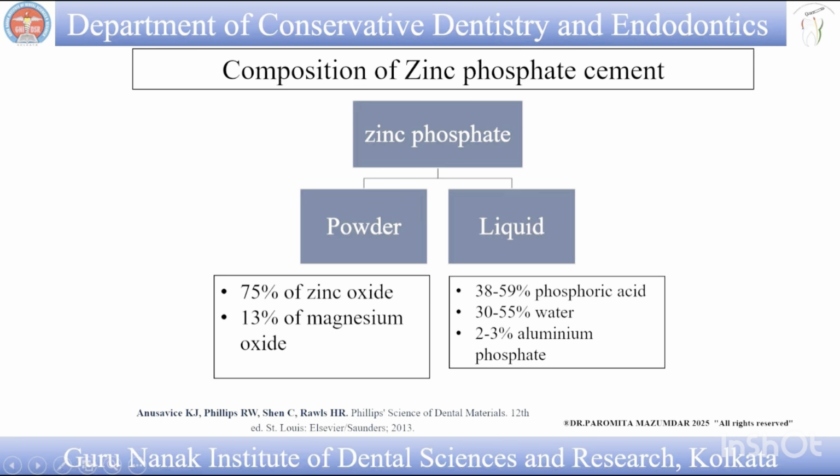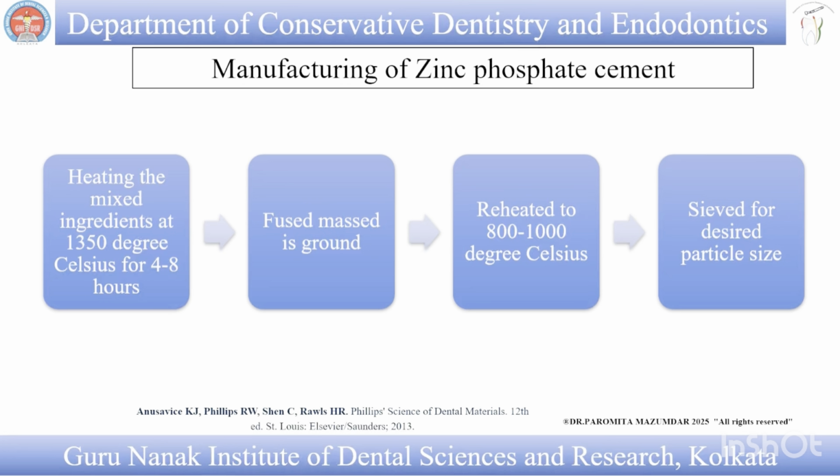In the recent formulations of zinc phosphate cement, bismuth trioxide, calcium oxide and barium oxide are not used. Alumina is sometimes added in the form of silicon dioxide in very small quantities. The powder is manufactured by heating the thoroughly mixed ingredients at a temperature of 1350 degrees Celsius for 4 to 8 hours or longer. The fused mass is finely ground and reheated to 800 to 1000 degrees Celsius and sieved for the desired particle size.